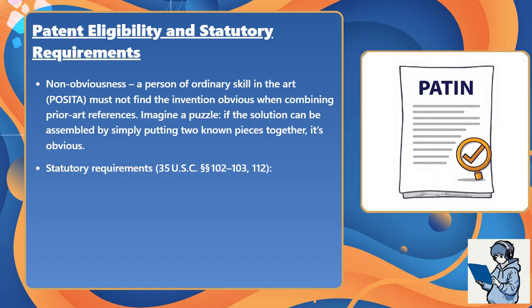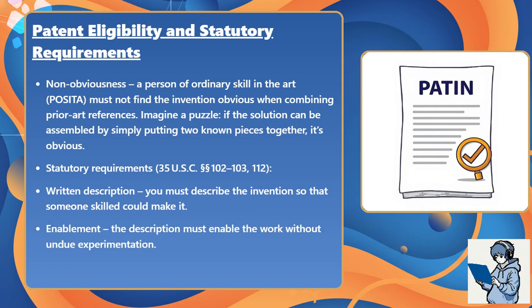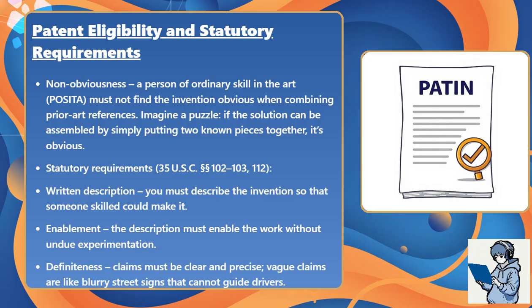Statutory requirements: 35 United States Code Sections 102 to 103, 112. Written description: you must describe the invention so that someone skilled could make it. Enablement: the description must enable the work without undue experimentation. Definiteness: claims must be clear and precise. Vague claims are like blurry street signs that cannot guide drivers.